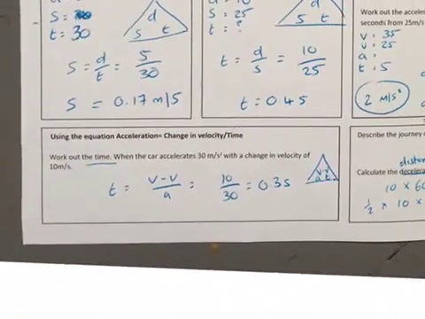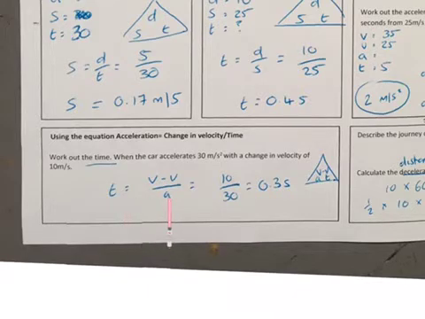Then we go to the bottom, work out the time when the car accelerates 30 meters per second squared with a change of velocity of 10 meters per second. So it's giving you the change in velocity, so that's already 10. So v minus u is all wrapped up in one, because it's giving you the change of velocity over the acceleration, which is 30, and that's going to give us a time of 0.3 seconds.